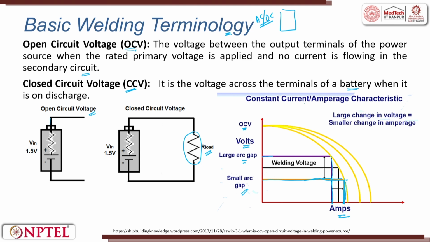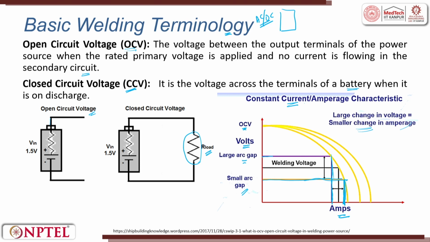So, in a large arc gap, the current is small, right? The amperage we set is small. When we take a small gap, the current is large. So a large change in voltage equals a small change in current. This is for constant current amperage characteristics; it is done like this.